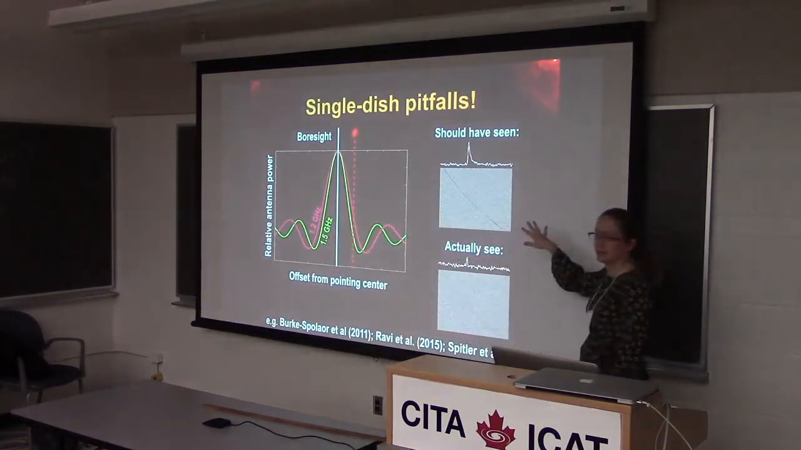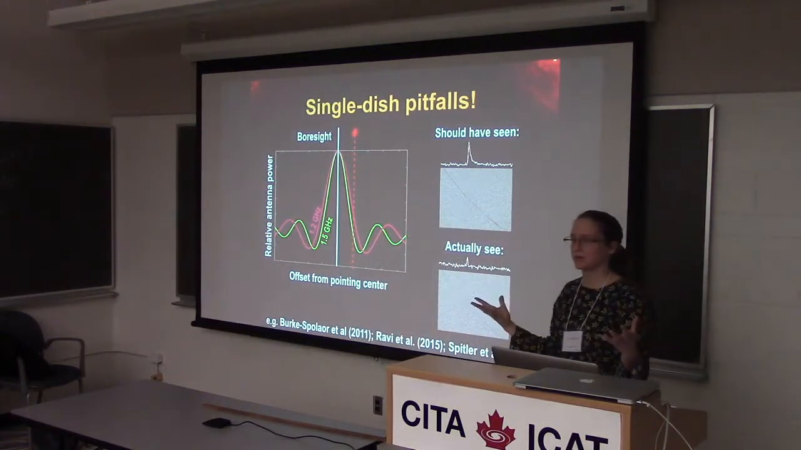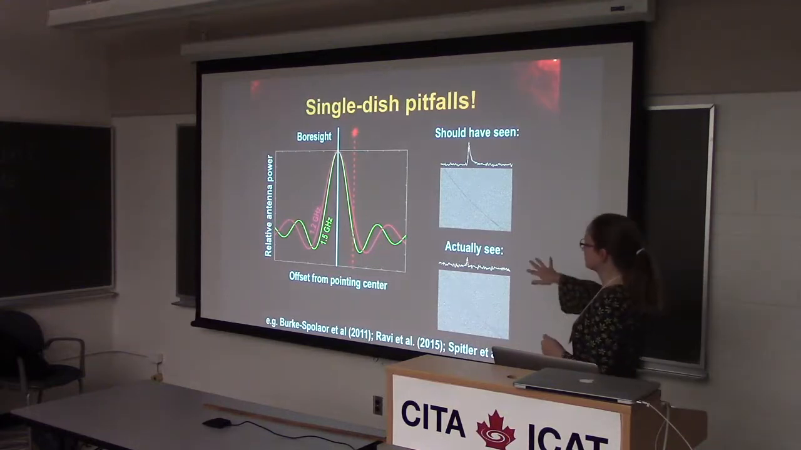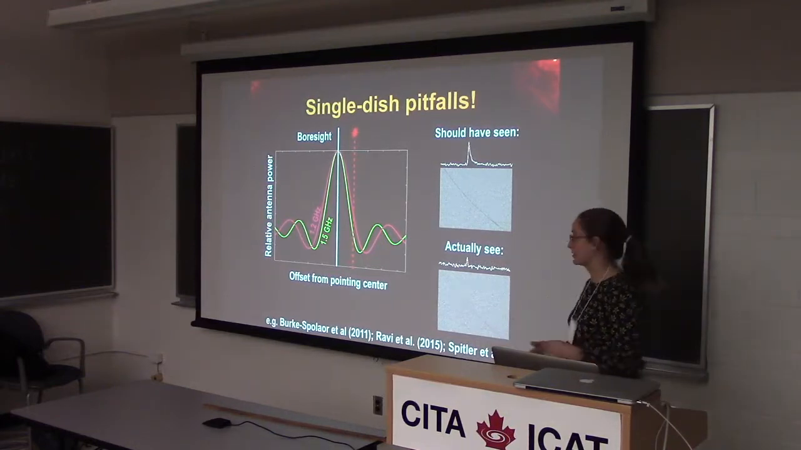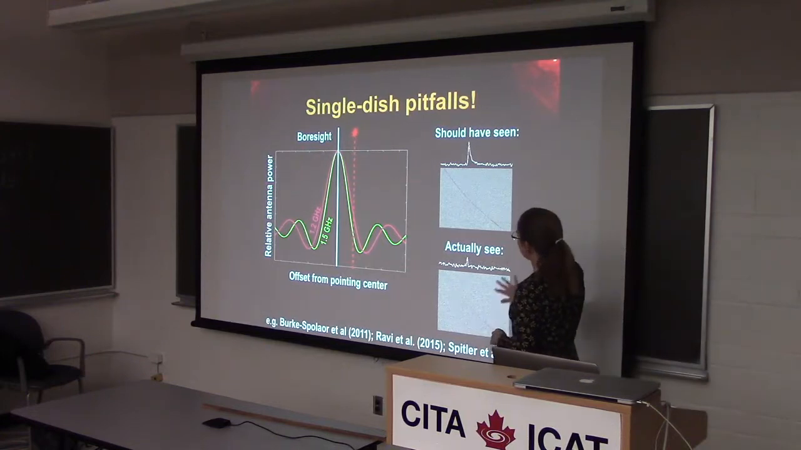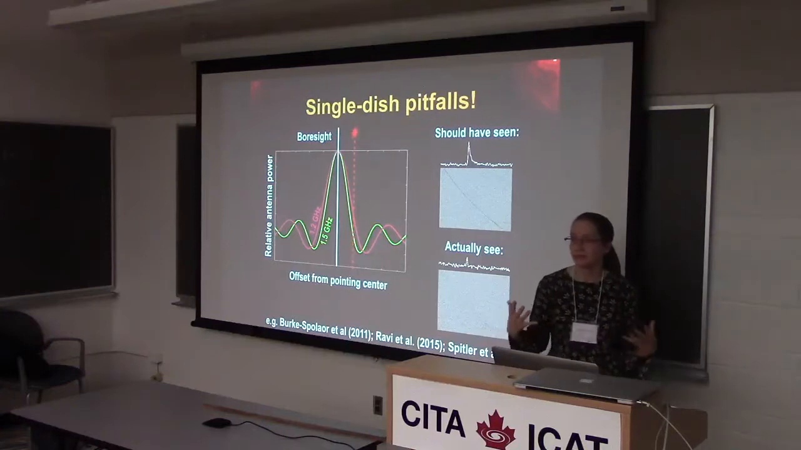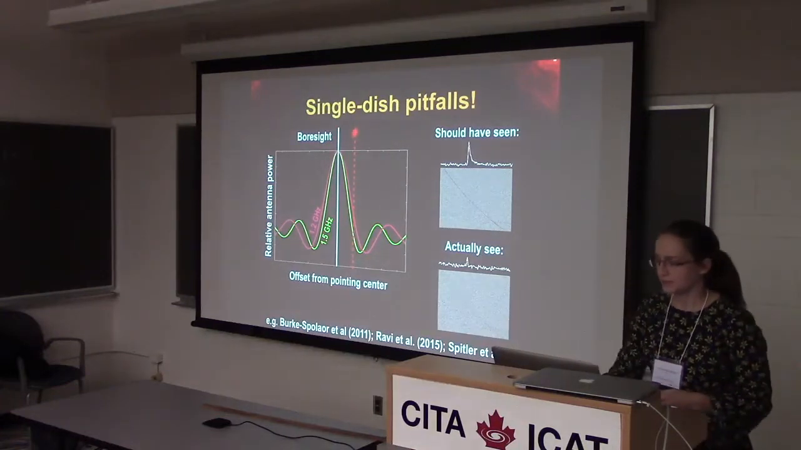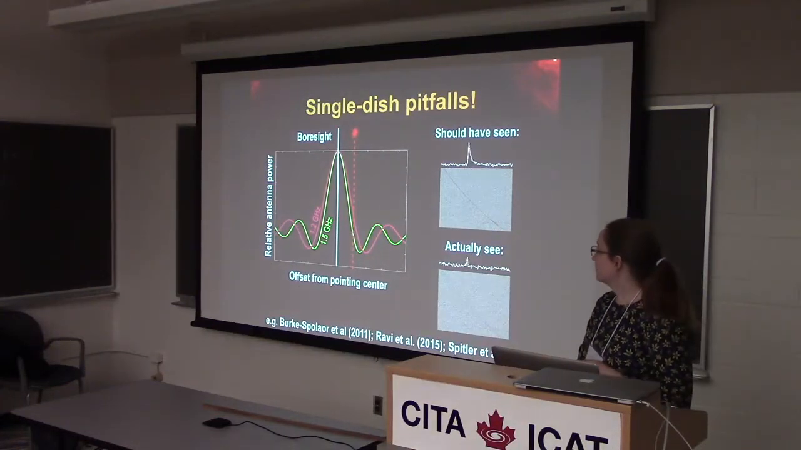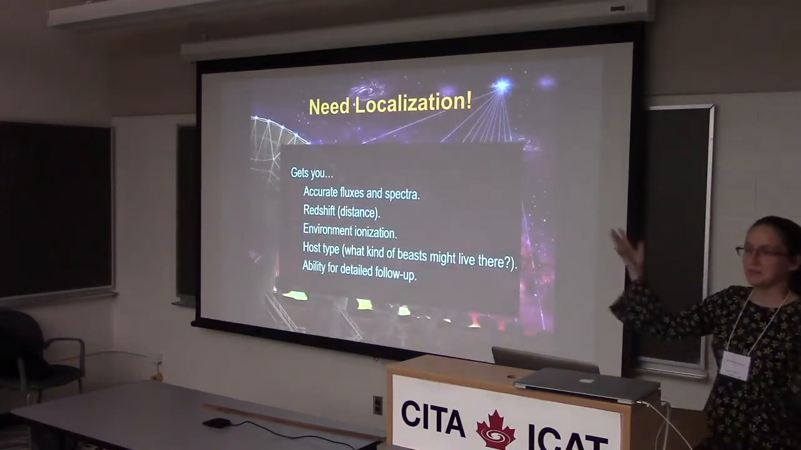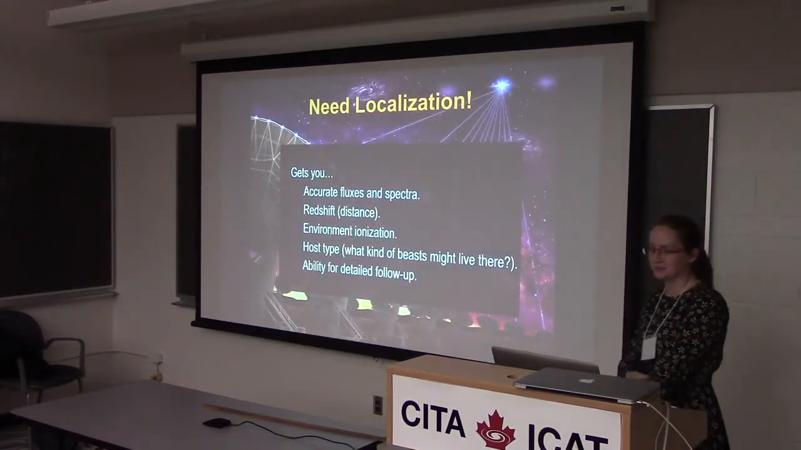So we don't really have a good handle on at least half of the population that we have right now, because most of them have been discovered with single dishes. So of course, most FRBs at Parkes are probably brighter than they appear to be with the simple measurement that's given at Parkes. So we need localization. I think that's well established.